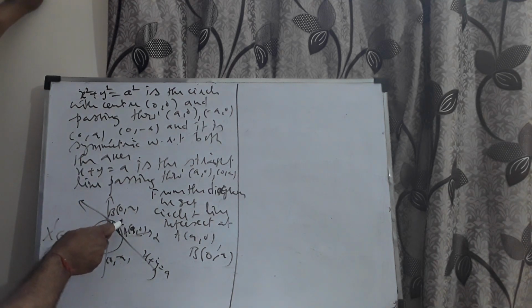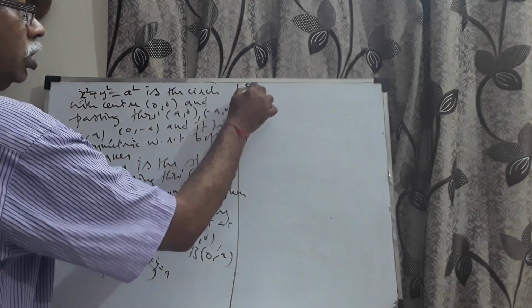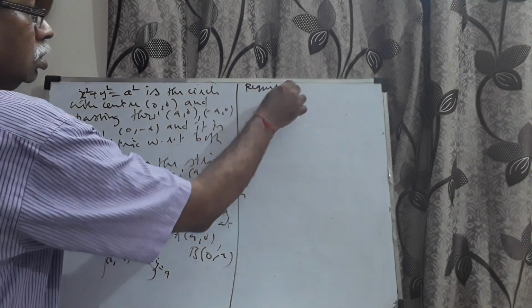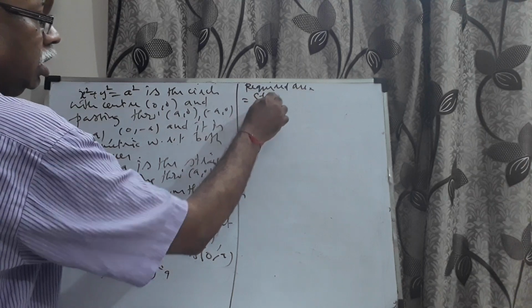Now, required area. There are 2 areas. It's a smaller area, it's a greater area. But specifically given, find the smaller area. Therefore, required area is equal to shaded area.